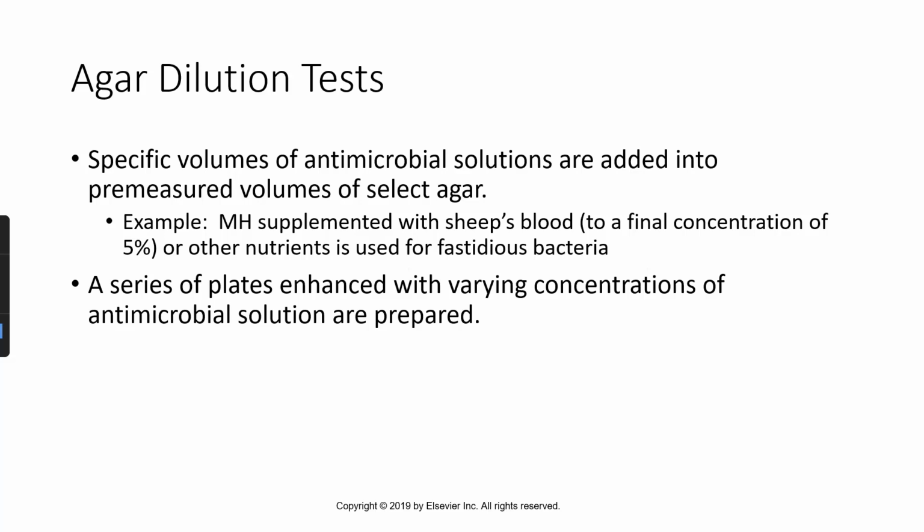Agar dilution tests are a little different. In this case, we make agar plates with antibiotics at different concentrations. So one will have penicillin at 1 microgram. The other one will have penicillin at 2 micrograms. The other one's penicillin at 3 micrograms. So we have these plates with all these different concentrations of antibiotic. Then we put multiple different bacterial colonies on those plates.